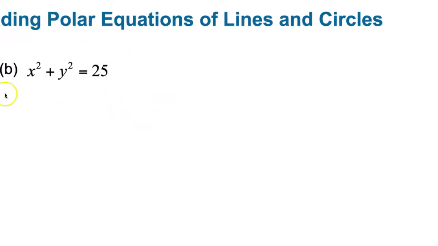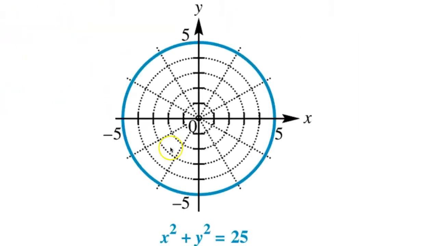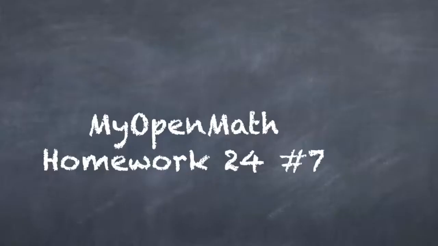So then let's look at the graphs. Here you have whether you write it as r equals positive 5 or r equals negative 5. Either way, it's a circle with radius of 5. Now let's look at my OpenMath, number 7.